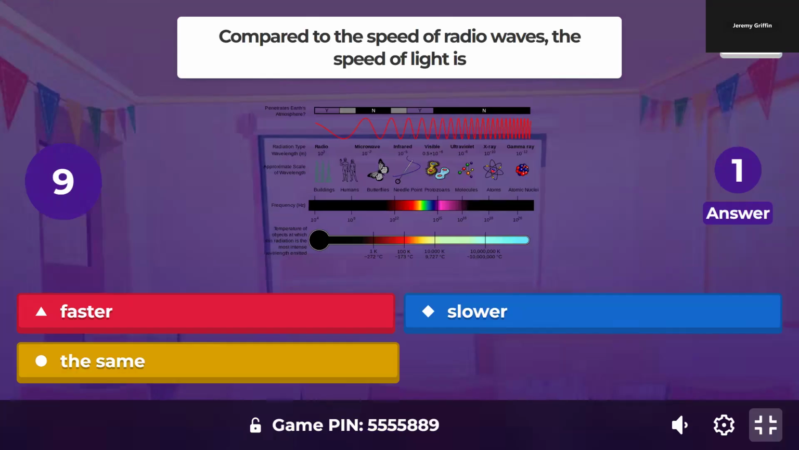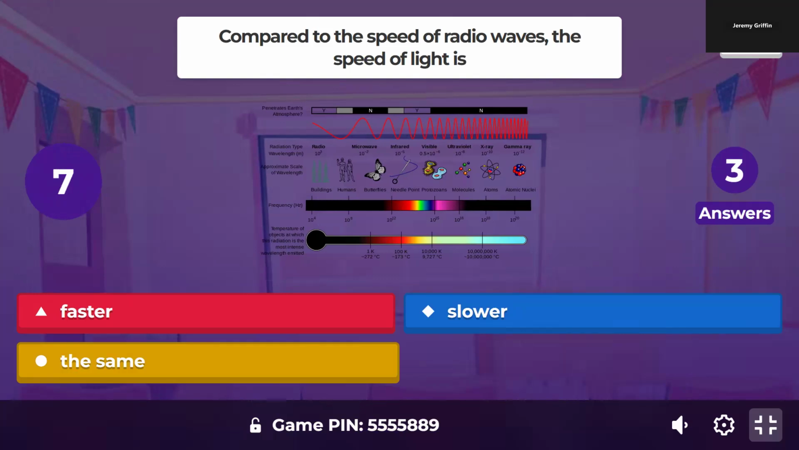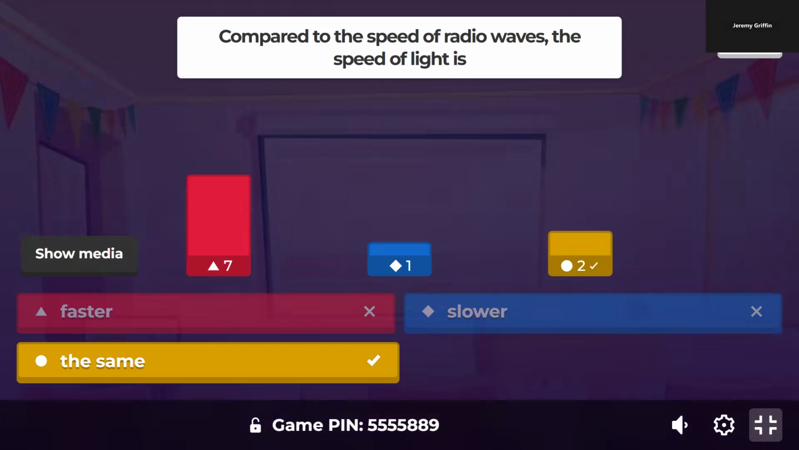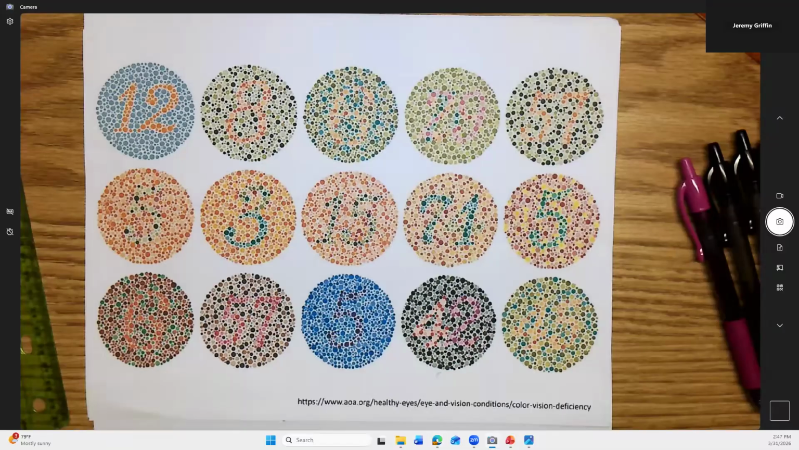Compared with the speed of radio waves, the speed of light is... Oh, wait. I got it wrong. Sorry about the transparency on that video. Yeah, the same. The speed of all electromagnetic waves, and the speed of all anything without mass, is the speed of light. Now we call it speed of light because that was the first thing we figured out that goes that speed.